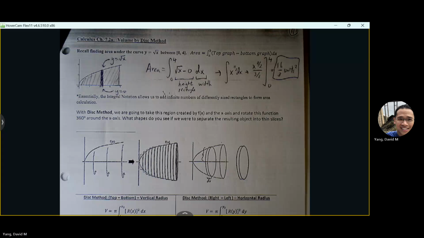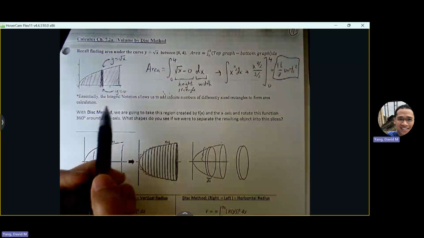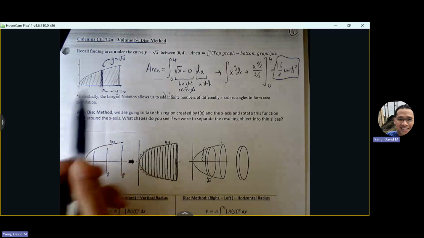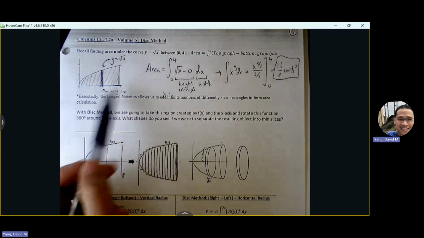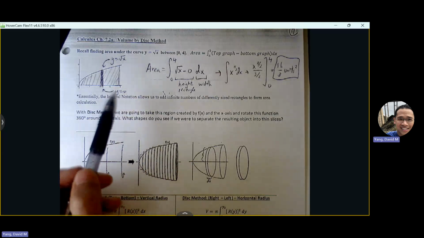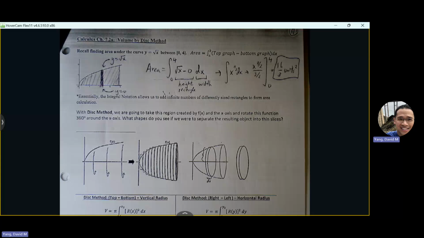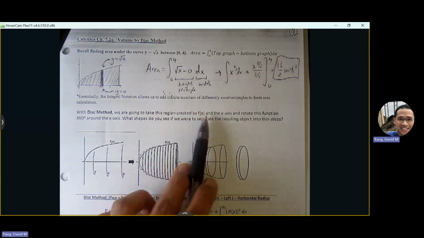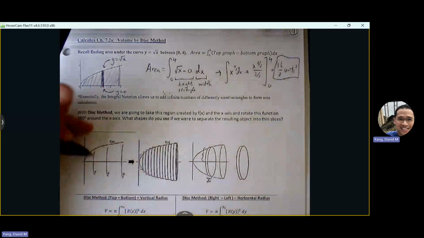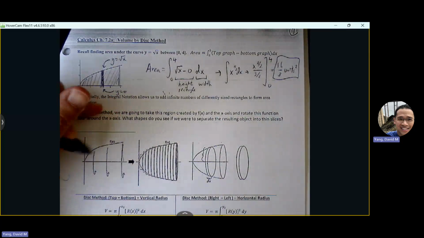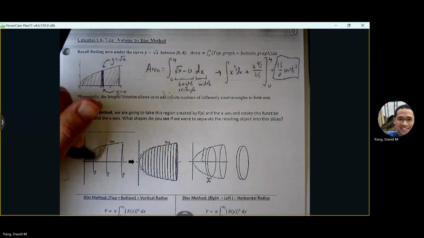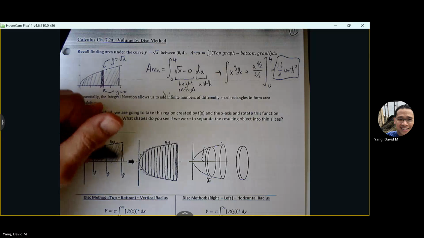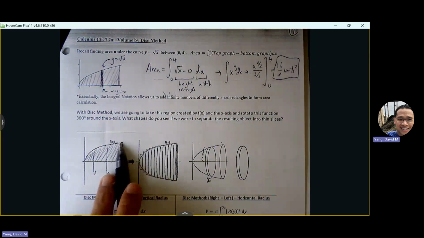Okay. Now, this method, this is what we're going to do. We're going to find volume by this method. We're going to set things up the same way, very much the same way, but everything that we're building is representing something a little different. So with this method, we're going to take this region that we created by f of x in the x-axis. So I purposely made it the same shaded region. Same shaded region, same graph, same boundaries.